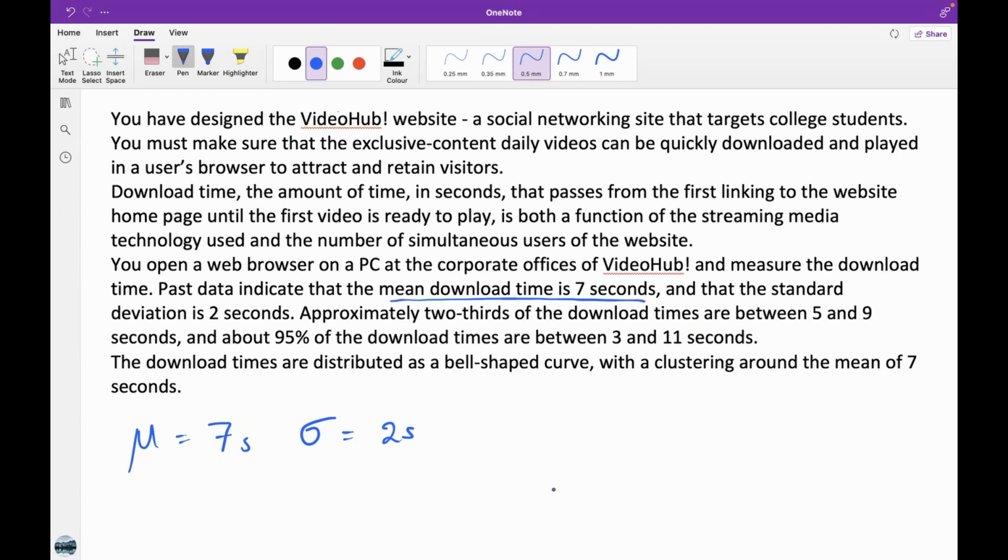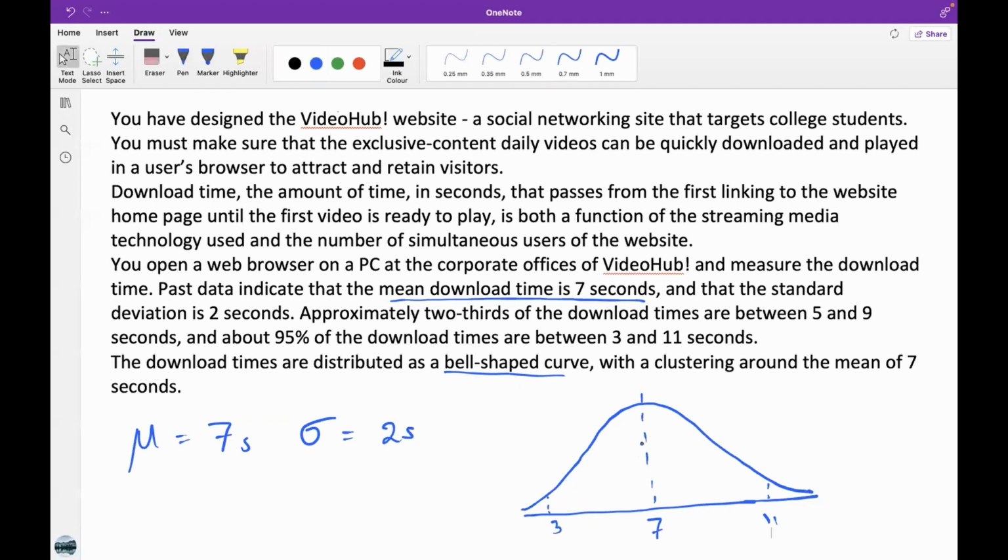So which means if you draw the curve, because it says it's a bell-shaped curve, it goes like this. Mu is 7, and 95% of the download times are between 3 and 11 seconds. So if I go to 3 and 11, 95% of the times are there, and the standard deviation is 2 seconds.